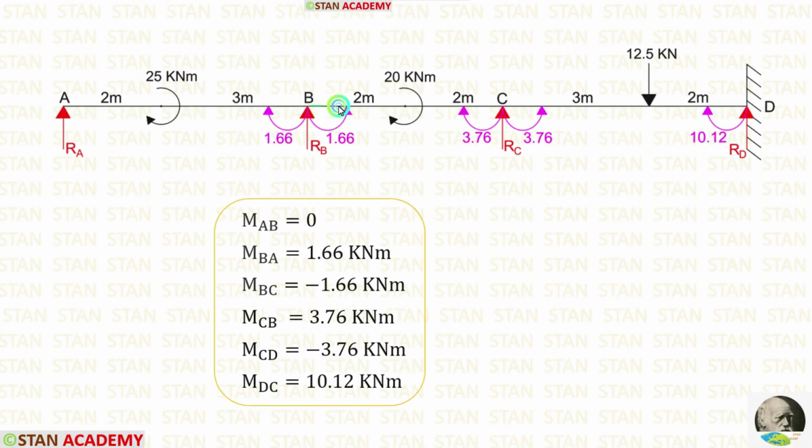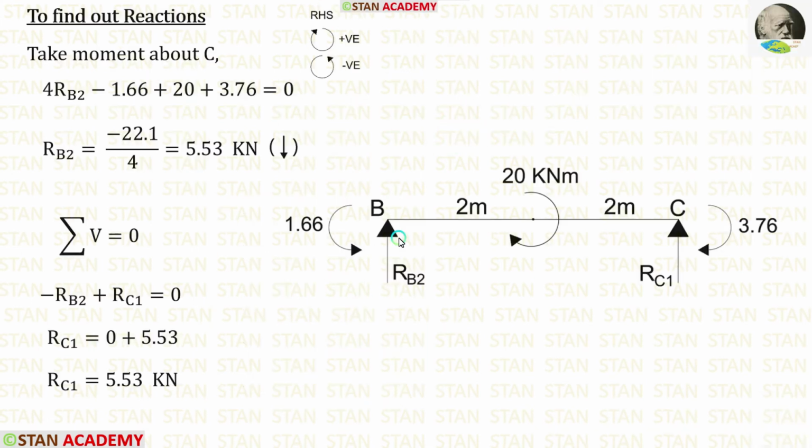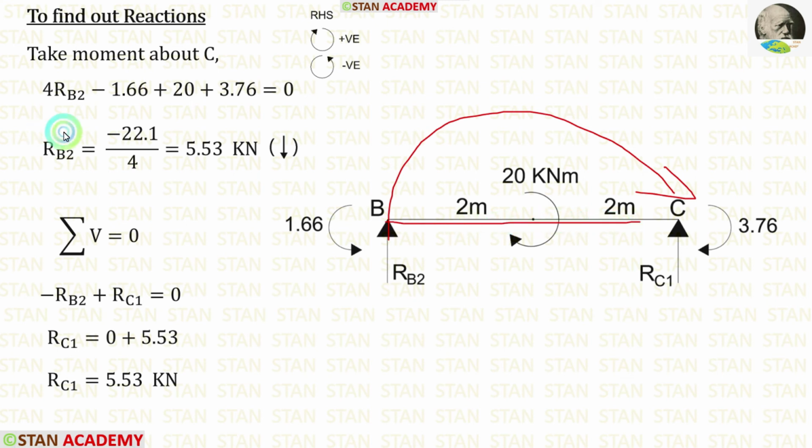Now let us take the span BC and calculate the reactions. In the span BC, there are two moments, MBC, which is acting in the clockwise direction, and MCB, which is acting in the anti-clockwise direction. In this span, first I am going to calculate RB2. For that, I am going to take moment about C. RB2 is acting towards the point C in the clockwise direction, so it will be positive and the distance is 4 meter. So 4 RB2.